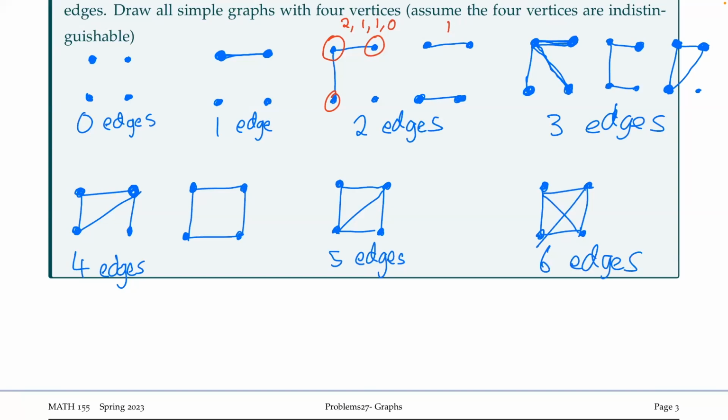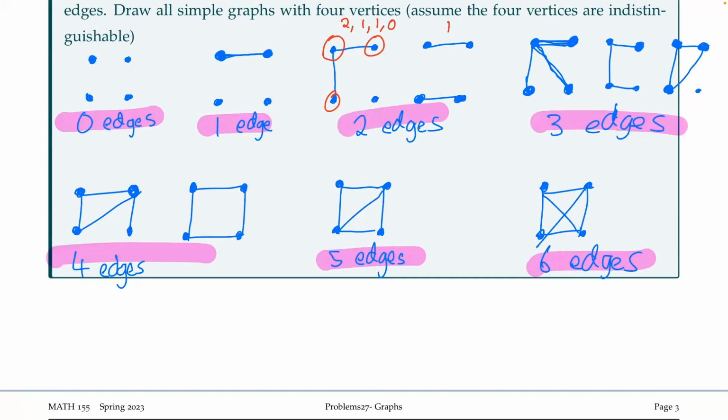Does anyone notice any patterns here? There was one way to do this and one way to do this. One way to do this, one way to do this one. 2 ways to do this one, 2 ways to do this one. Symmetric. This is linked to things like counting, the number of ways in which we can do things.